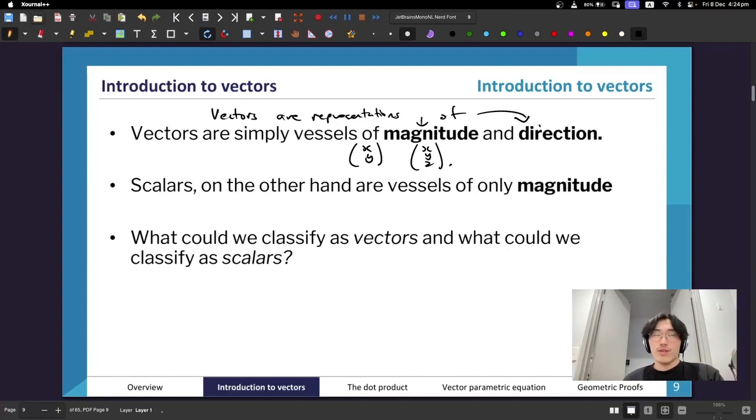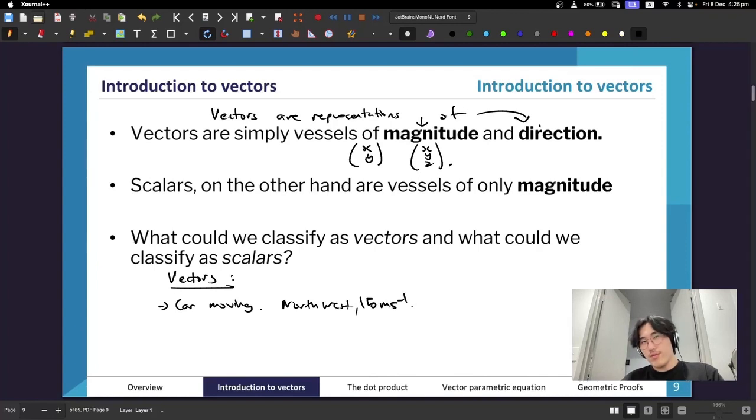So what could be classified as vectors and what could be classified as scalars? Please drop some in the live chat, and I'll give you a thumbs up or a smiley face if you drop some good ones. So vectors: a car moving. So this could be, I don't know, northwest, 15 meters per second. That might be a ridiculous speed. I'm not really sure. In fact, that is really fast, possibly very fast, whatever. Elevator movement, stock price fluctuation.